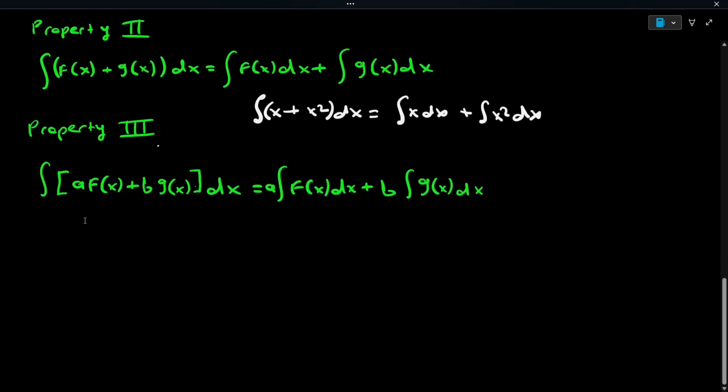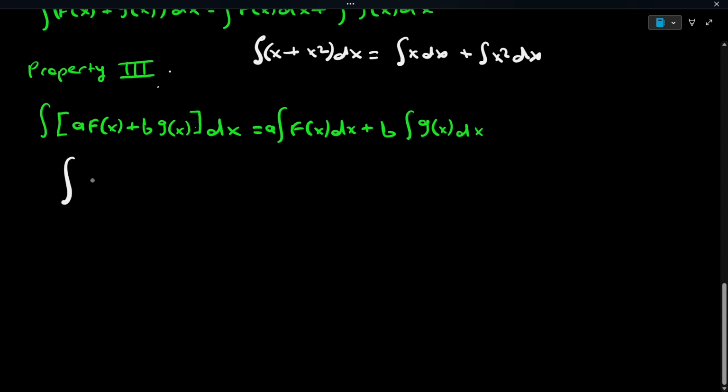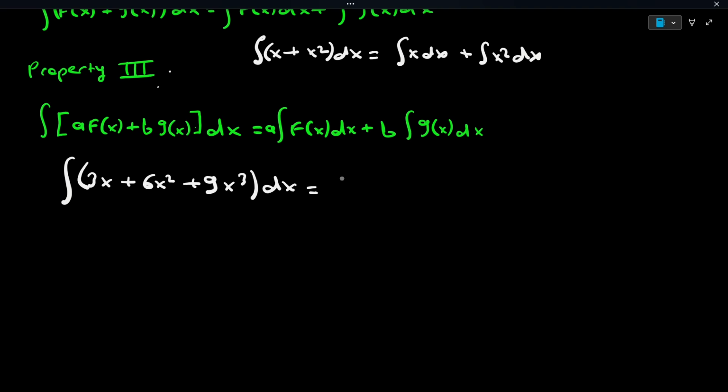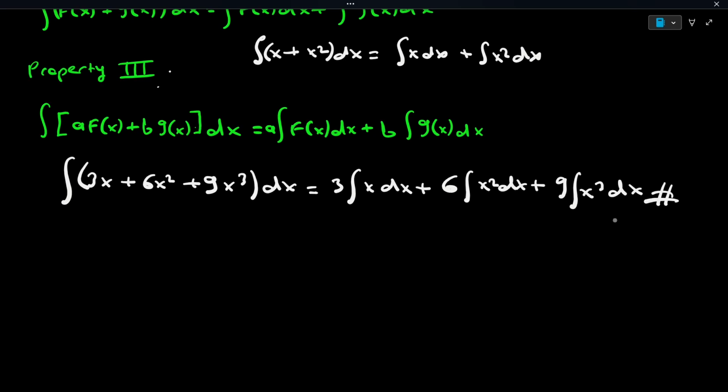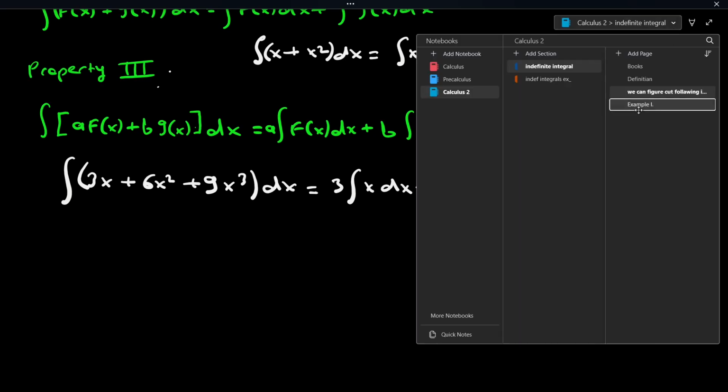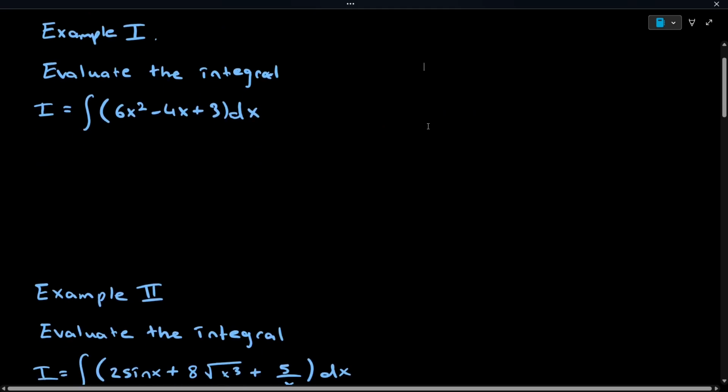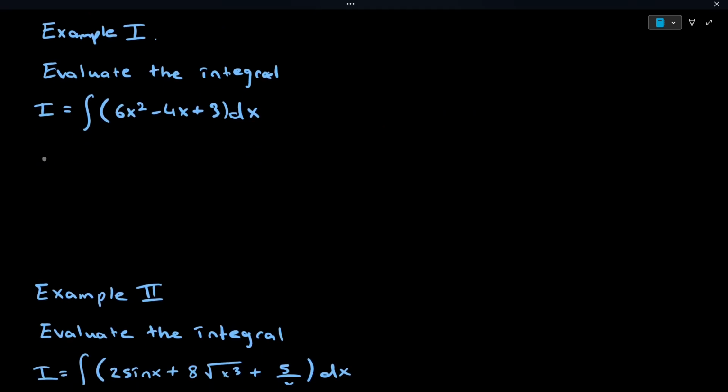Our last property tells us that we can combine property 1 with property 2. For example, integral 3x plus 6x squared plus 9x cubed dx can be written as 3 integral x dx plus 6 integral x squared dx plus 9 integral x cubed dx. In our examples, we learned a lot already. Now let's try to apply these. We will have to use the properties of integrals as well. I will go step by step.